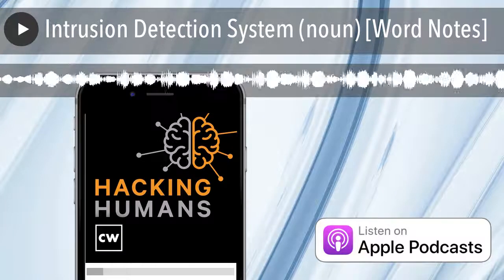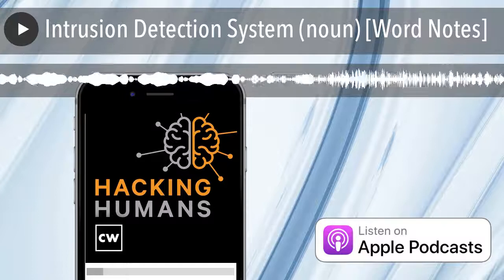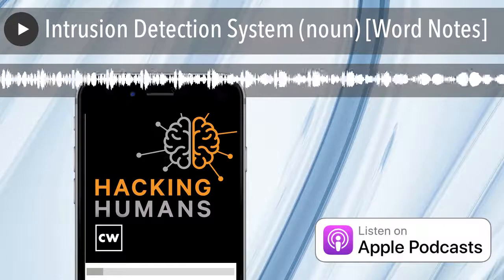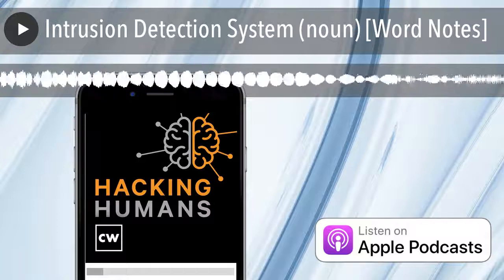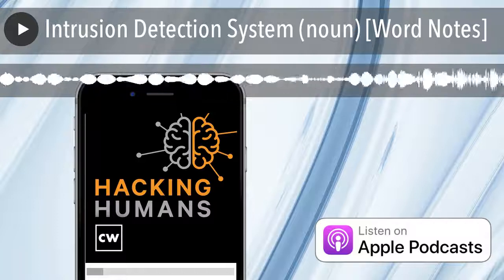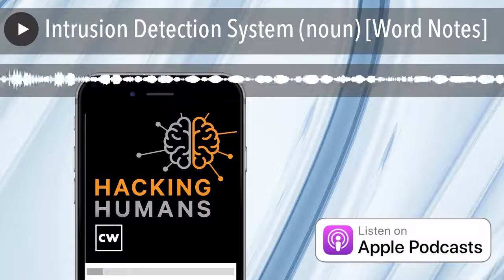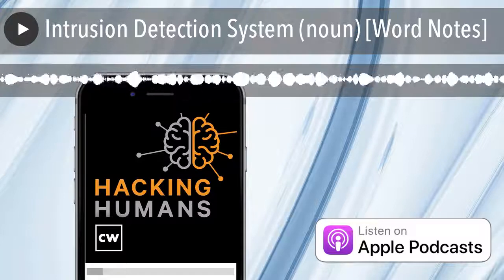The word is Intrusion Detection System. Spelled intrusion as in unwanted entry, detection as in identifying the presence of something, and system as in a technology for a specific purpose.